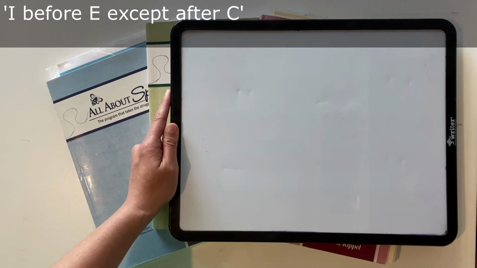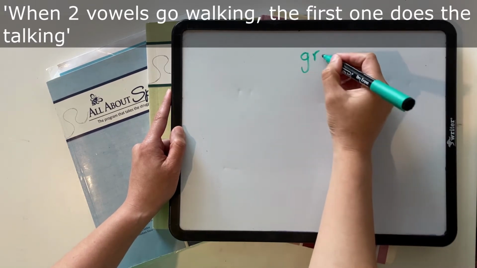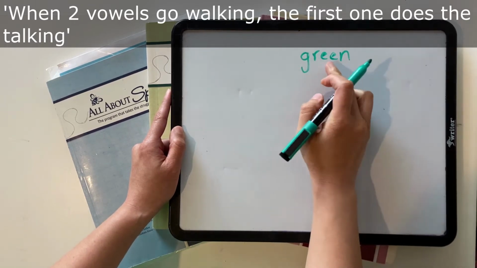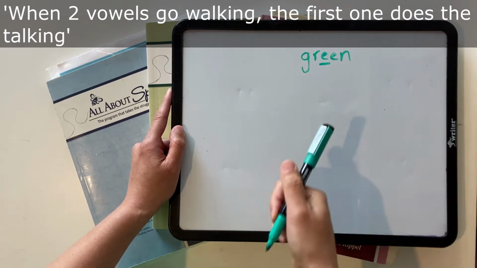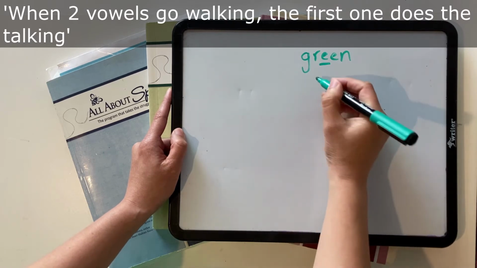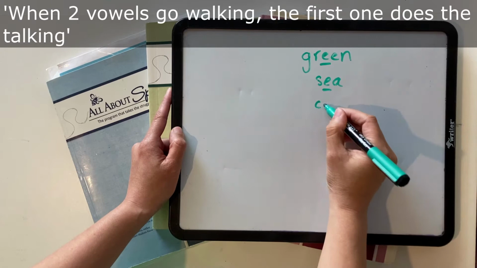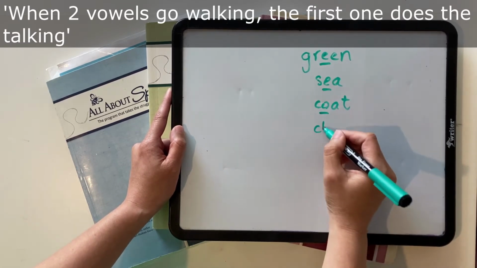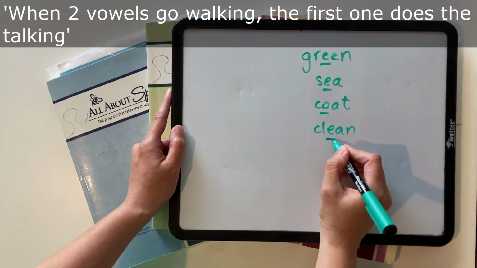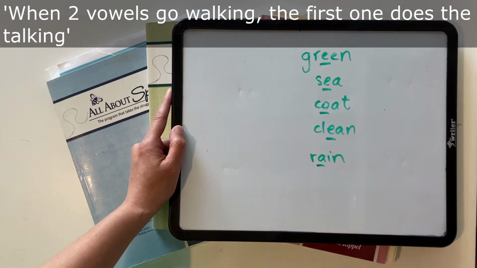Here's another oversimplified rule. When 2 vowels go walking, the first one does the talking. So what does that mean? So if we have a word like green, you've got 2 vowels together. The first one does the talking, so it makes an E sound in green. And again, it makes the E sound in sea, makes an O sound in coat, makes an E sound in clean, makes an A sound in rain.